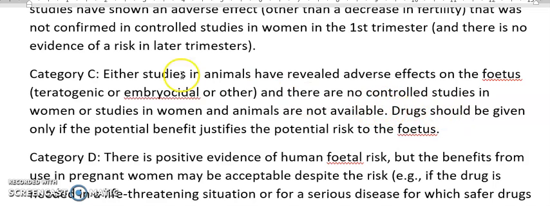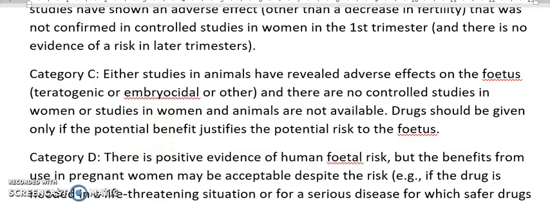So basically, category C means drugs should be given only if the potential benefit justifies the potential risk to the fetus. With regards to adrenaline, most probably in situations where you have to give adrenaline or epinephrine, it is unlikely that the benefit does not outweigh the risk. Most likely when you have to resort to giving epinephrine, the benefit outweighs the cons in most cases, if not all cases.